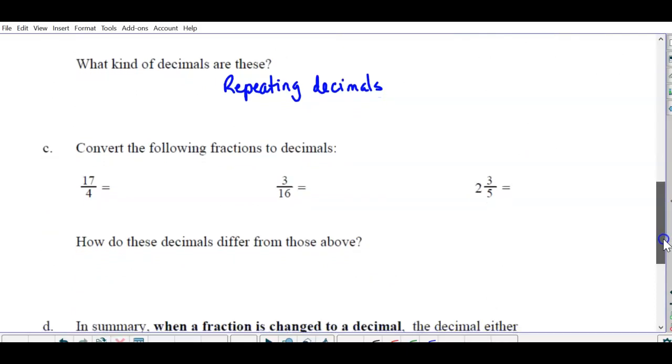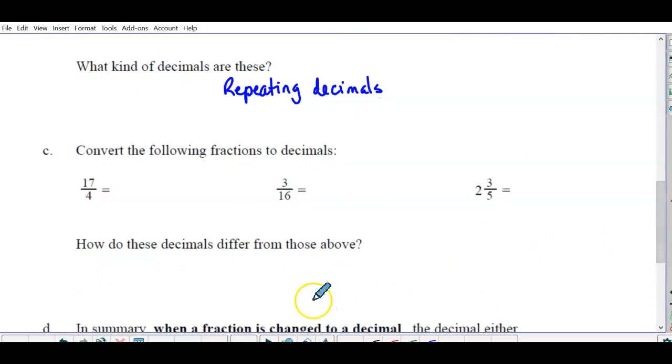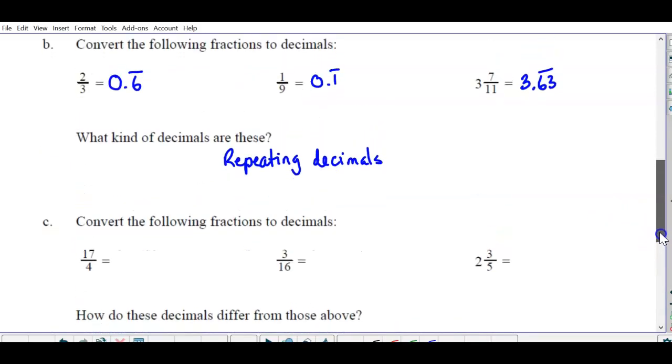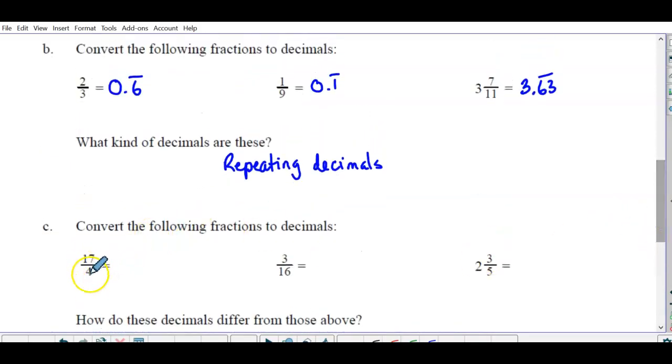Convert the following fractions to decimals. Again, same thing as above. If you're not sure, try to use some mental math in your head. 4 goes into 17 4 times with 1 remainder, so that's 4 1/4. So that's 4.25. Okay.